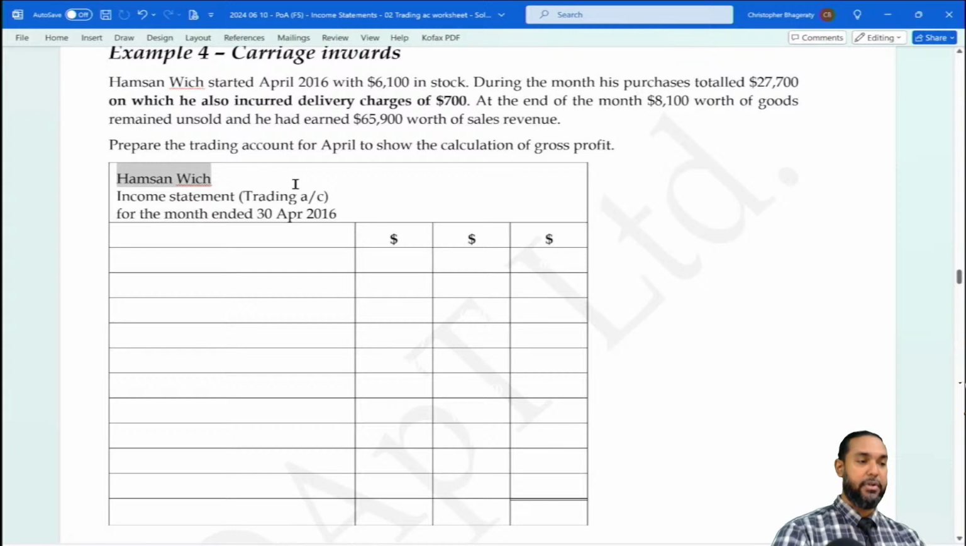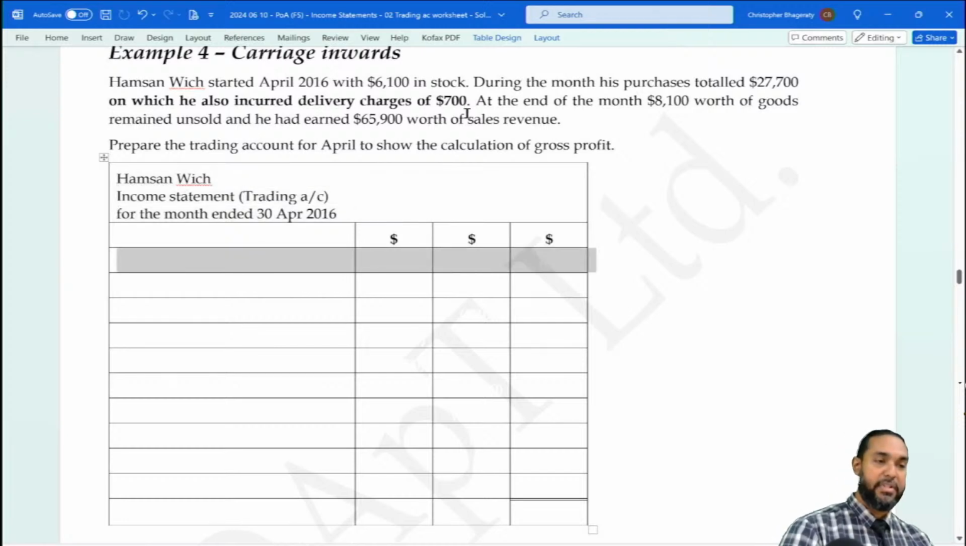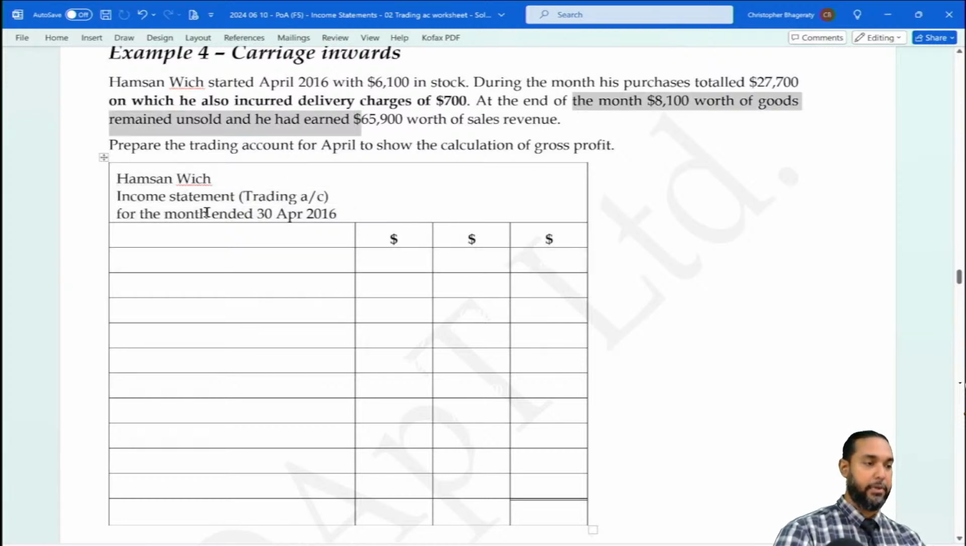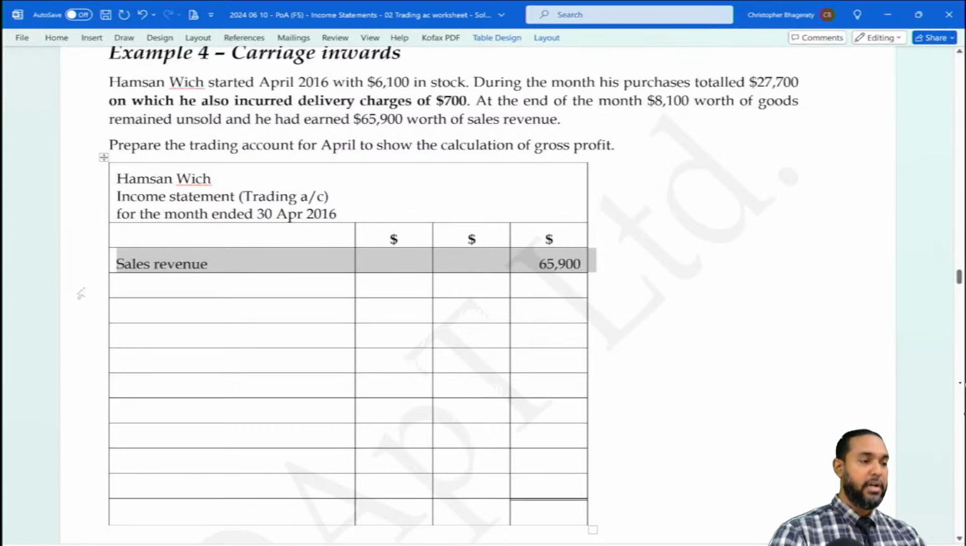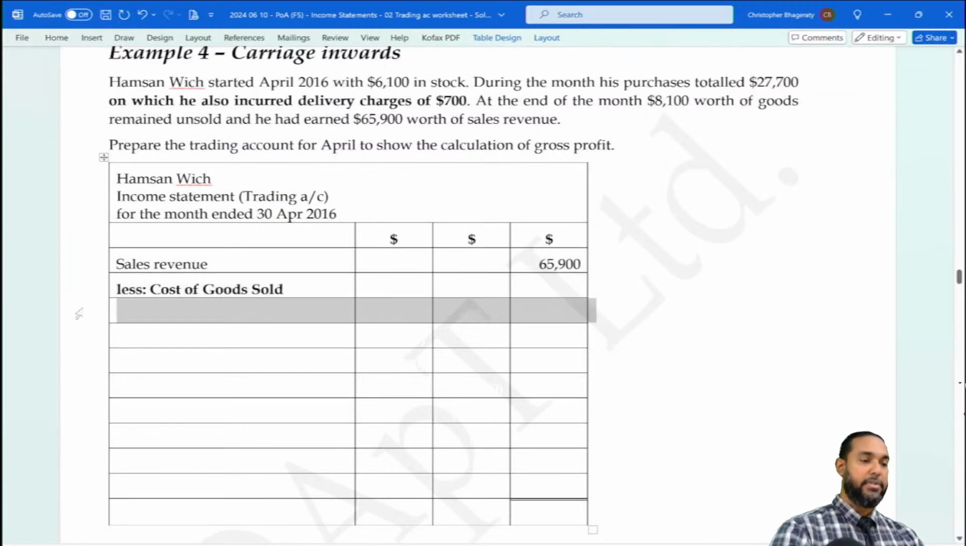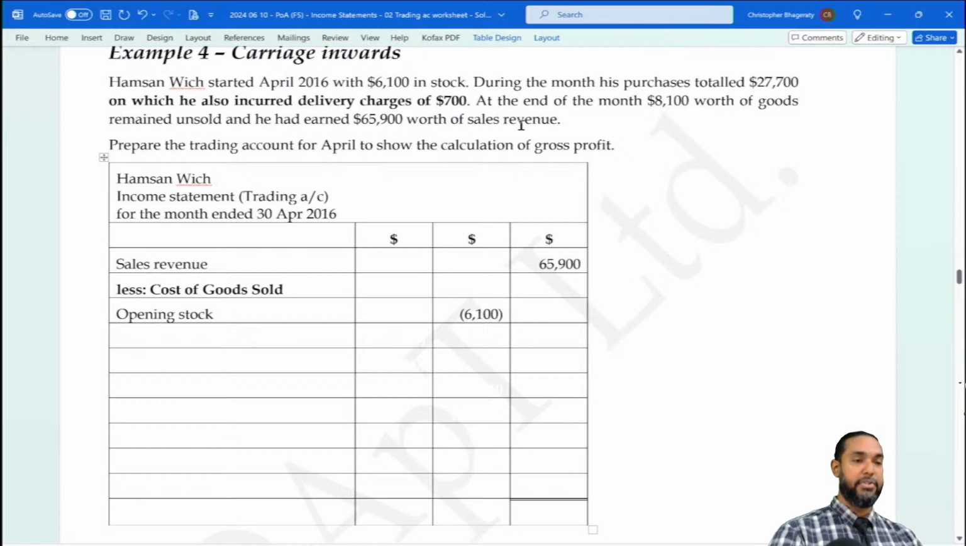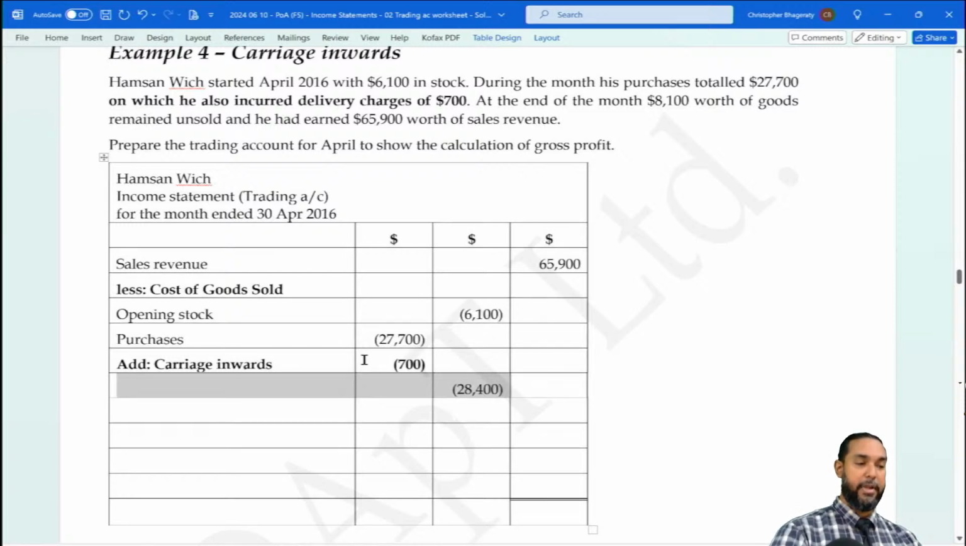So you head up, Ham Sandwich, income statement, for the month. We're going to start with the sales, 65.9. Okay, cool. And then we're going to have less cost of sales. So you're going to start with your opening inventory, your 6,100 from on top here. Now, check it. I have an extra column. What am I going to do with that? Well, remember, now I have purchases, which was 27.7, on which I have to pay delivery charges of 700. So that working has to come here. And you're going to shift across the subtotal across there. So this item is the new item in the dance.